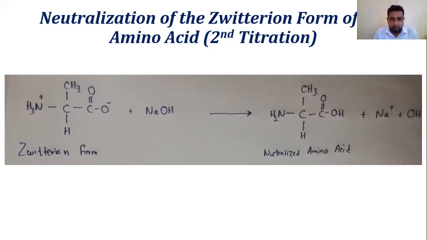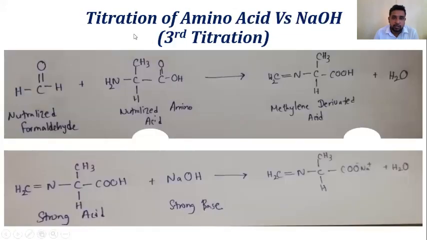So this is the second titration. Before doing the final titration, we mix the neutralized amino acid with the neutralized formaldehyde solution. It can form this kind of methylene derivative of the amino acid. This methylene derivative is a strong acid. So when we mix neutralized formaldehyde into neutralized amino acid, it forms the methylene amino acid. In the final titration, the mixture is titrated against sodium hydroxide, which is a strong base, so it is a strong acid, strong base kind of titration.